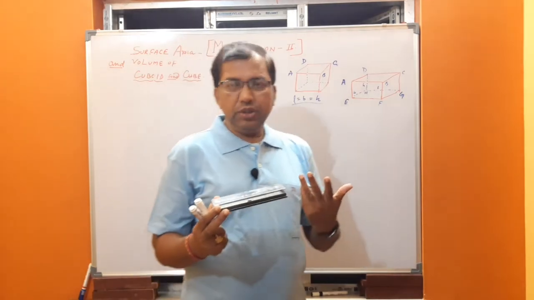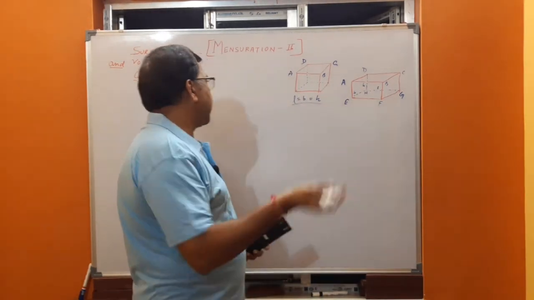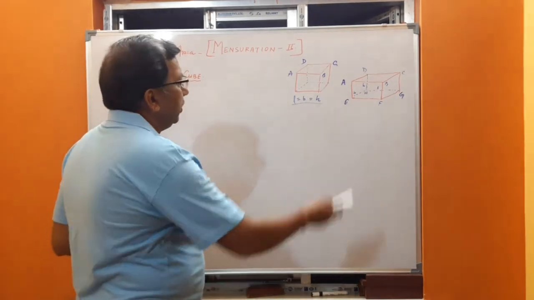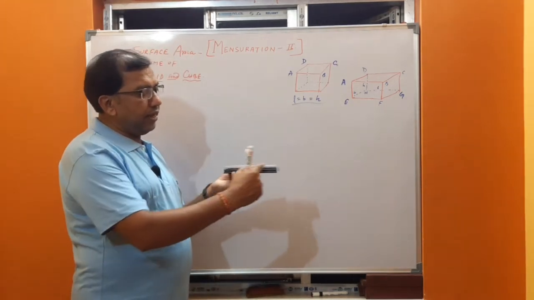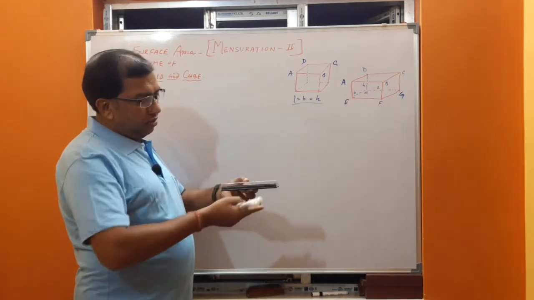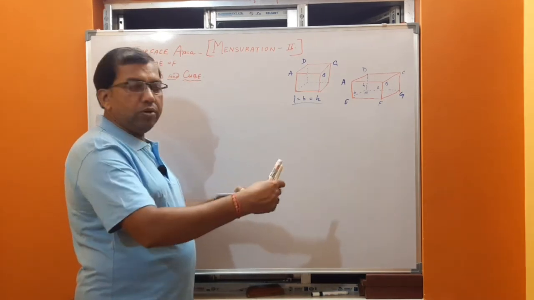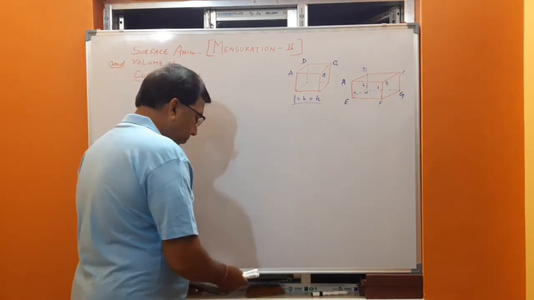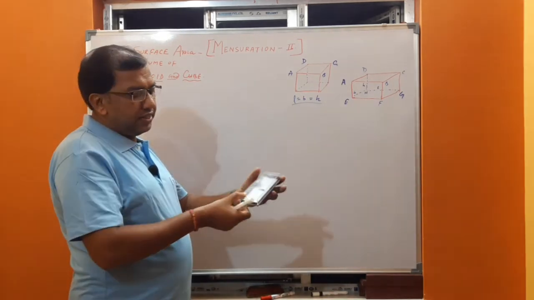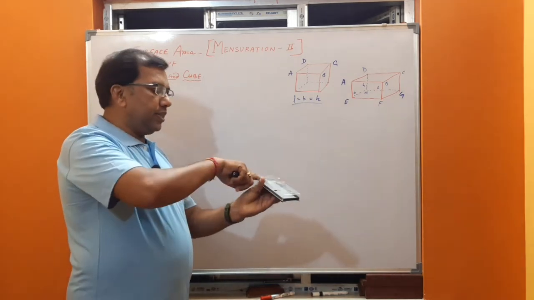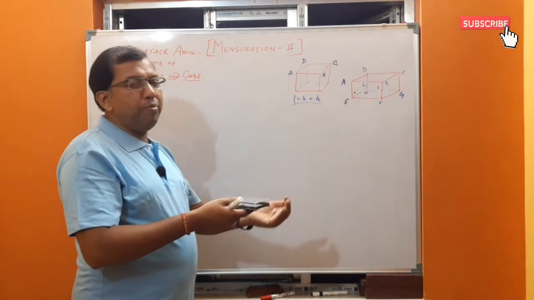Let's start to find out the surface area, total surface area and lateral surface area of cube and cuboid. If you find the total surface area of the cuboid, it means this surface area, that is length into breadth. Then the upper and lower surface areas are the same, so 2 into length into breadth. In the same way, length into height and breadth into height. This area is the same, this area is the same, so whatever the area of each is, it will be multiplied by 2.